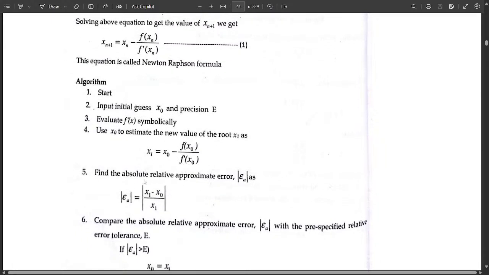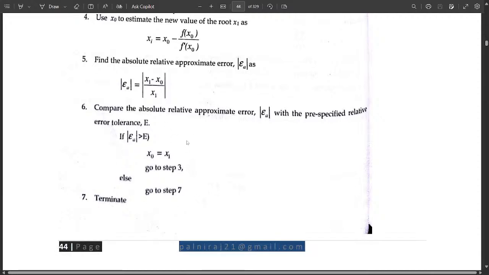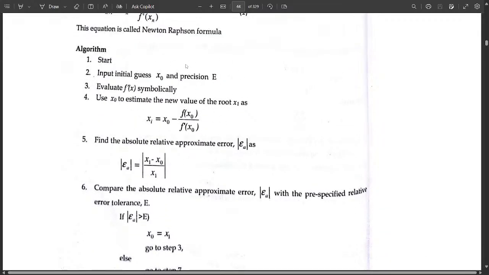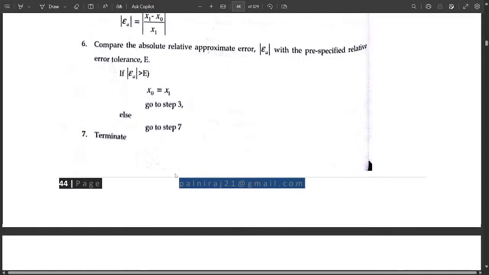So this is the same as the absolute relative error, which is the absolute value of x1 minus x0 upon x1. If the error we calculated is bigger than the given error or tolerance error, we should go back to the step. That means we should repeat all these steps again and again. If the error is smaller, we should just terminate the program.